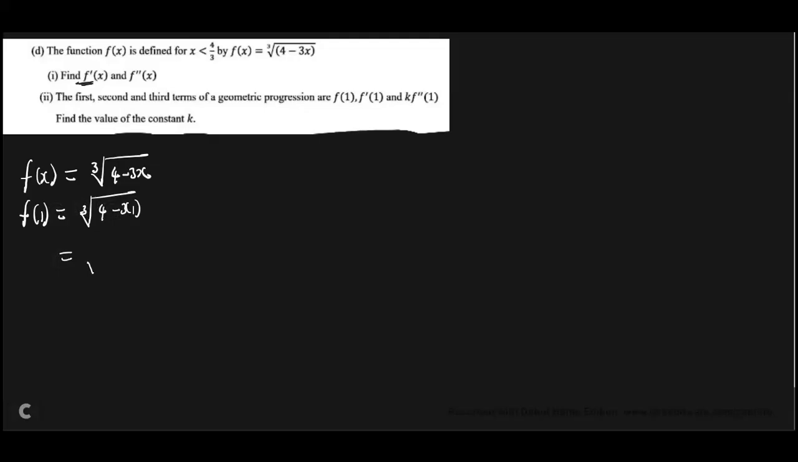Then it will be 3, then that is 3 times 4 minus 3, right? Such that your answer will be 1 here. Then what's your answer? The answer is 1. So that is your f of 1. So that's the second question.